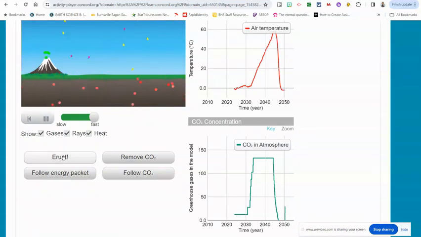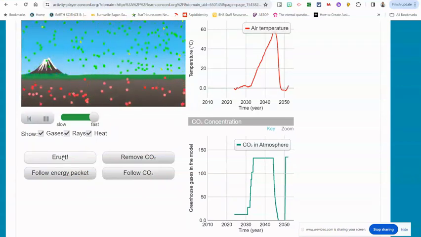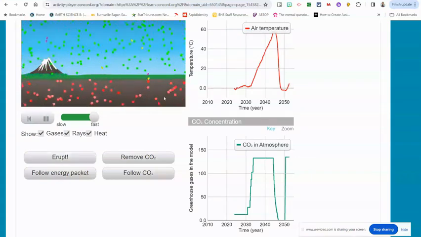As I increase carbon dioxide, temperature also increases. You can see that move. And as I decrease carbon dioxide in the atmosphere, temperature decreases. Okay.